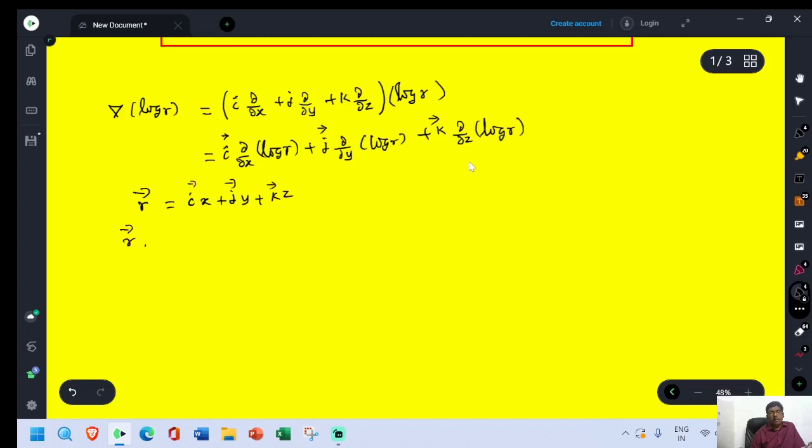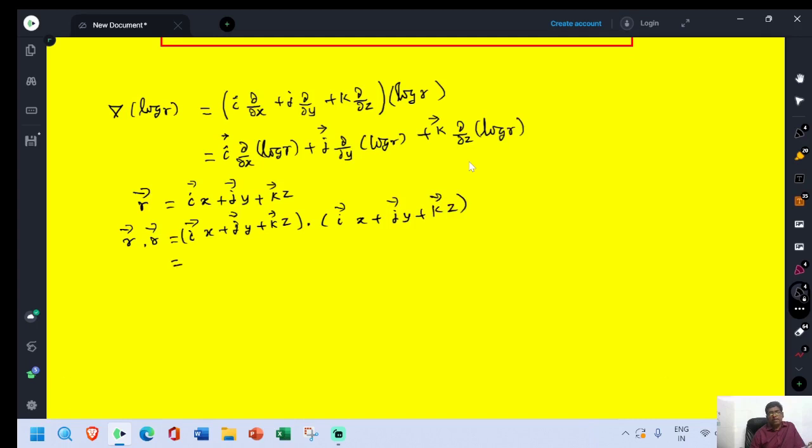Then vector r dot vector r is equal to i into x plus j into y plus k into z dot i into x plus j into y plus k into z. You know that i dot i equal to 1, i dot j 0, i dot k 0. In the same manner, we have to apply the condition for j and k also. Therefore, this is x square plus y square plus z square. This is the value of r square. r dot r is equal to r square.